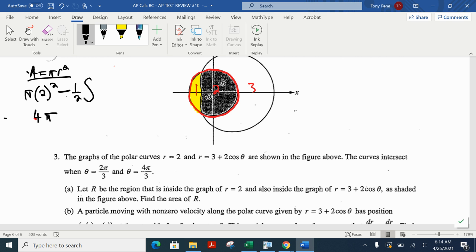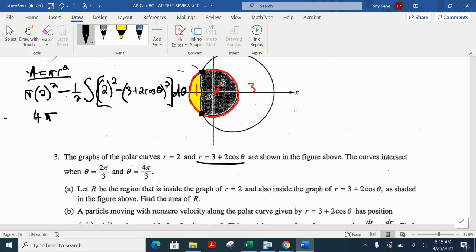I've got to do whichever curve is on the outermost part of that, which is the circle, squared, minus the inner curve, which is the non-circle, the 3 plus 2 cosine theta, squared, over the interval that you were given. And this is told to be 2 pi over 3, and then the second one you were given is 4 pi over 3. No tricks here. This is the direction that we want to go.